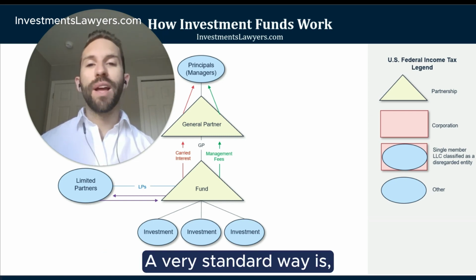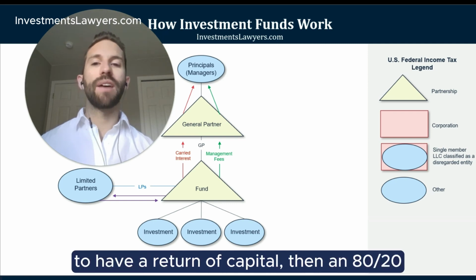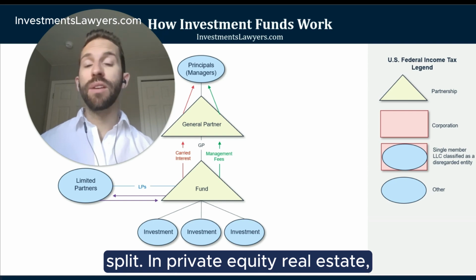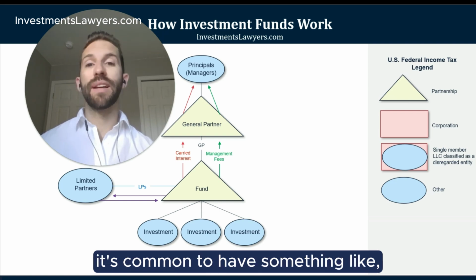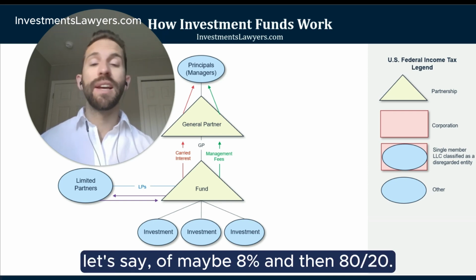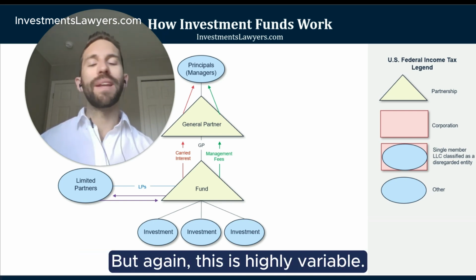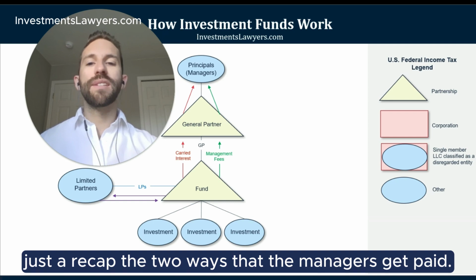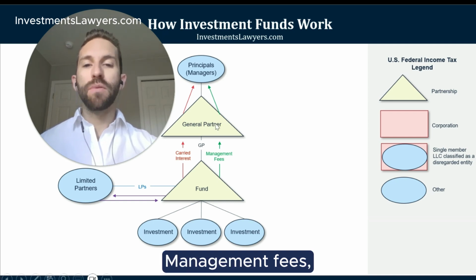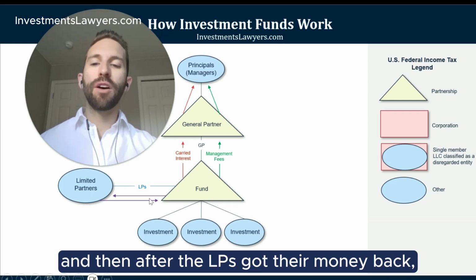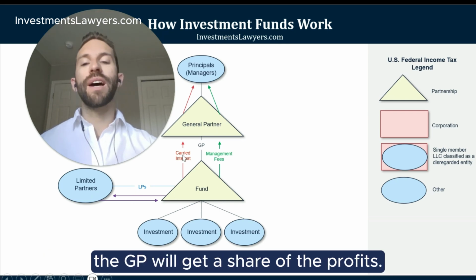A very standard way is in venture capital to have a return of capital, then an 80-20 split. In private equity, real estate, it's common to have something like, let's say, return of capital, then a preferred return, let's say, of maybe 8%, and then 80-20. But again, this is highly variable. Different funds have different waterfalls. So just to recap, the two ways that the managers get paid are management fees, which are kind of recurring income like a salary. And then after the LPs got their money back, the GP will get a share of the profits.